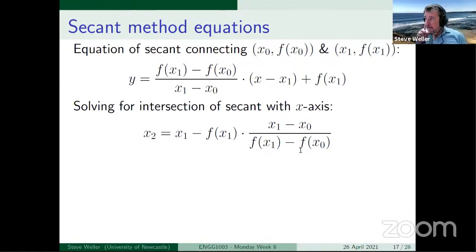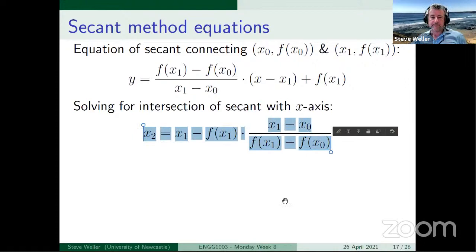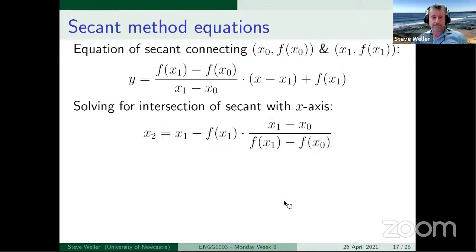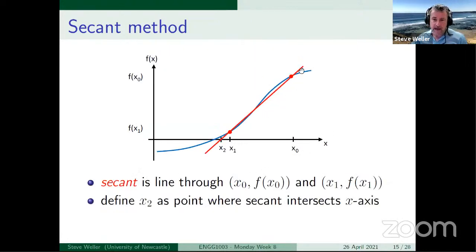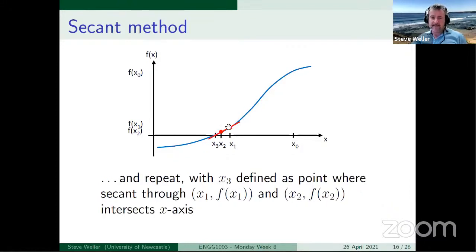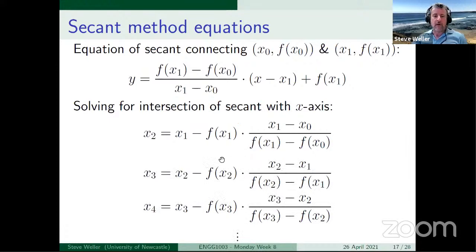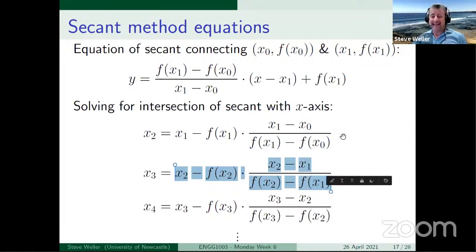But I do ask you to observe that if you know what x0 and x1 are, you can compute x2. Good. So that means that if we know what x0 and x1 is, we can compute this intersection point. We then throw x0 away and we compute x3 based on knowledge of x1 and x2. Well, the equation for computing x3 depends on f2, x2, and x1 and the functions evaluated at those 2 points.